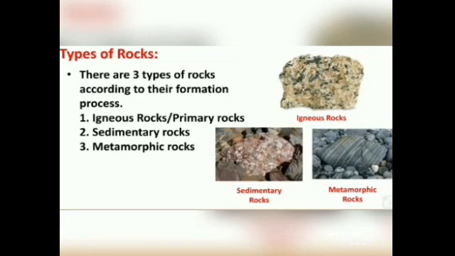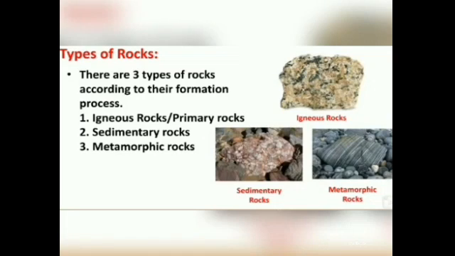There are three types of rocks. The rocks are divided into three main categories based on their formation process, how they are formed. The first one is the igneous rocks. Igneous rocks are also called primary rocks. Second one is the sedimentary rocks, and the third one is metamorphic rocks.